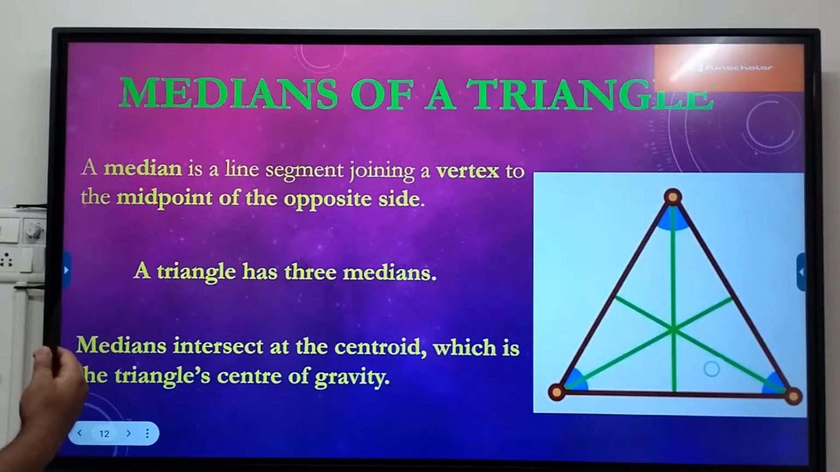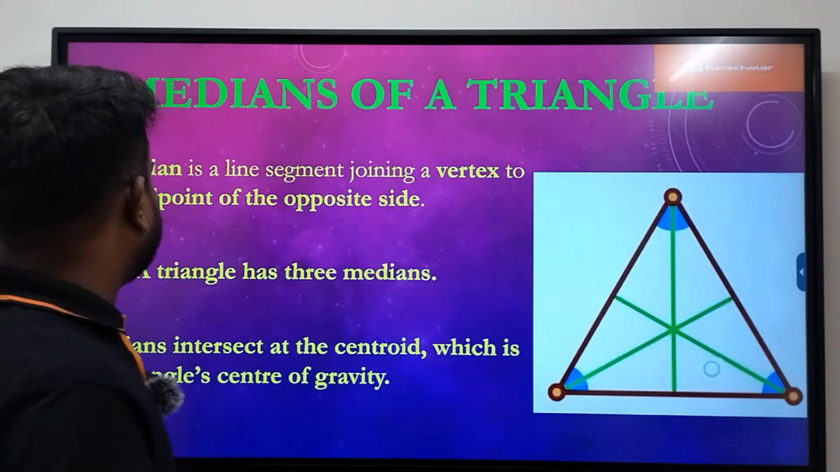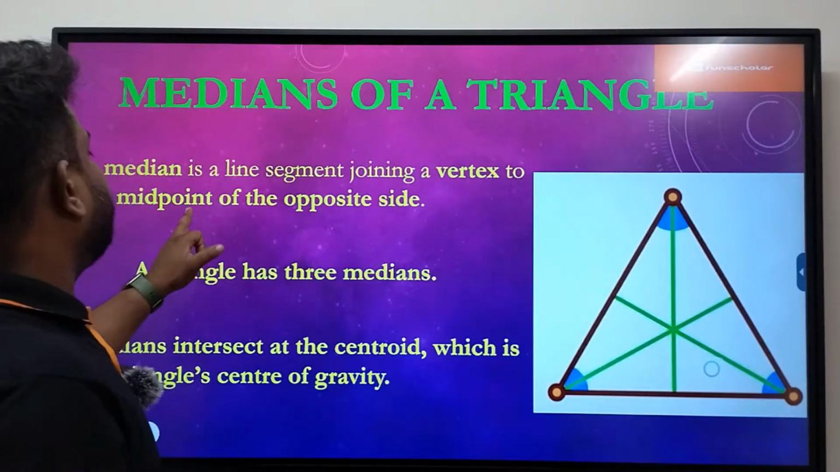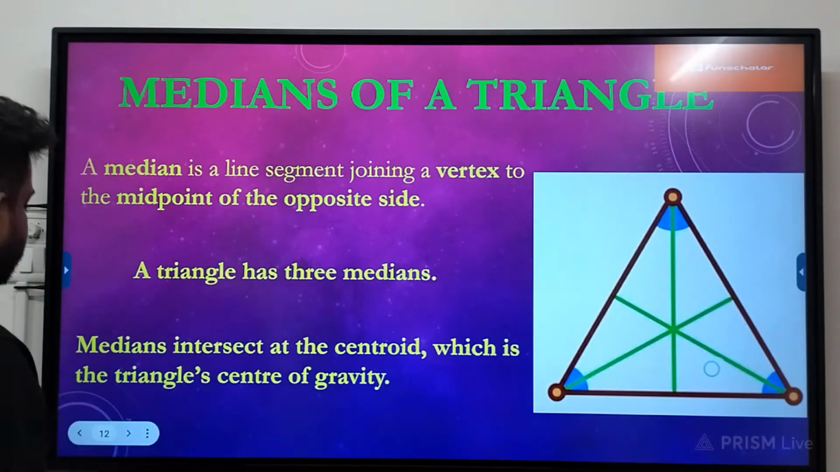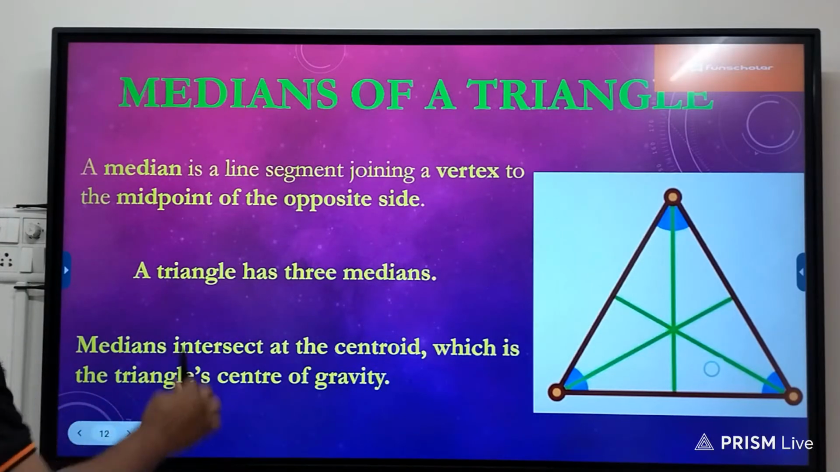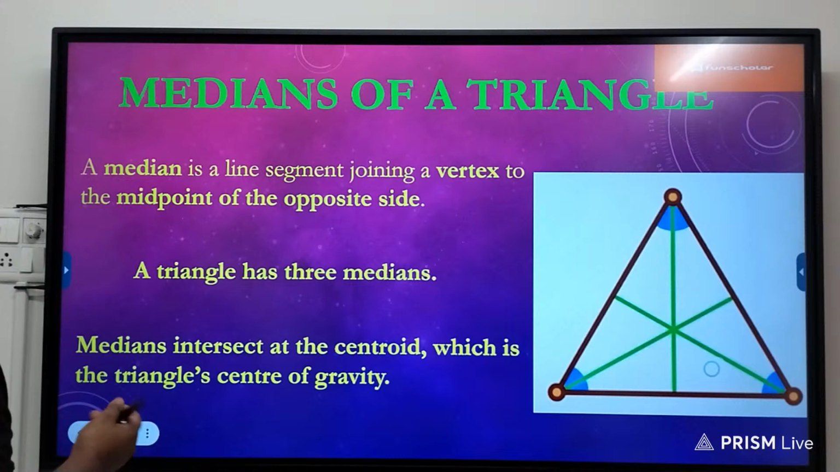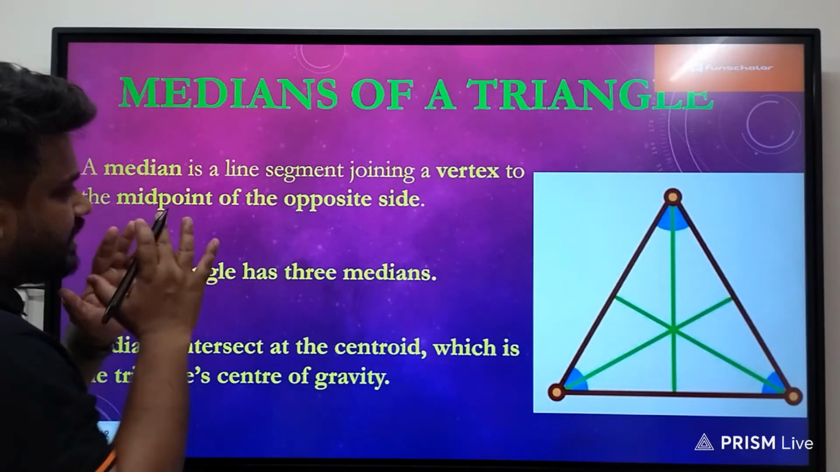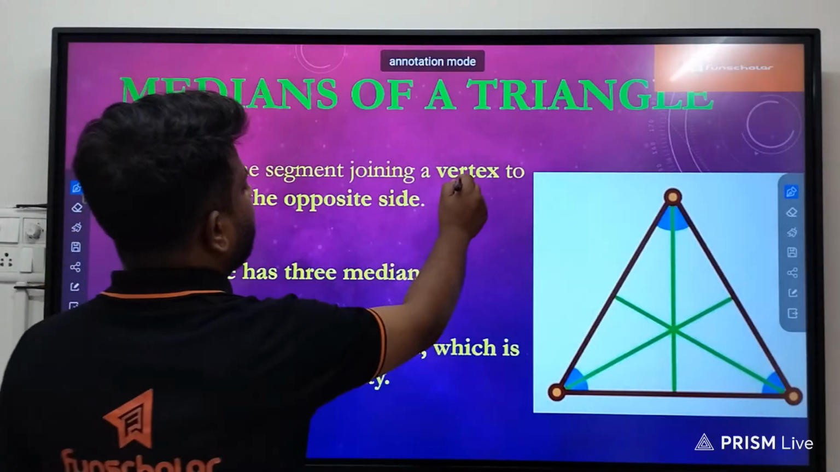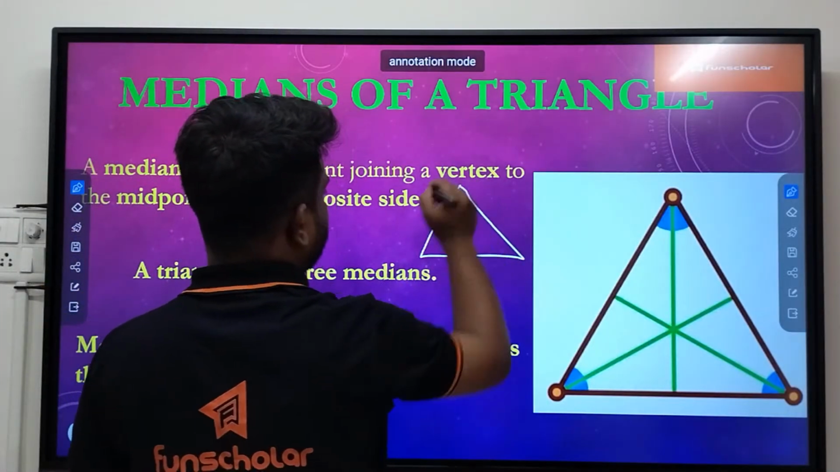The next topic is medians of a triangle. A median is a line segment joining a vertex to the midpoint of the opposite side. A triangle has three medians. Medians intersect at the centroid, which is the triangle's center of gravity. Let's discuss it. If I draw a triangle, it will be this.